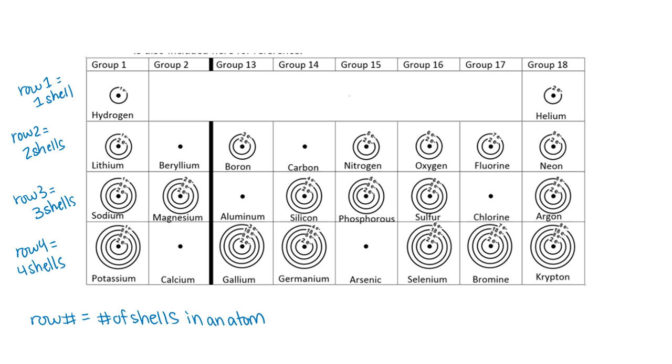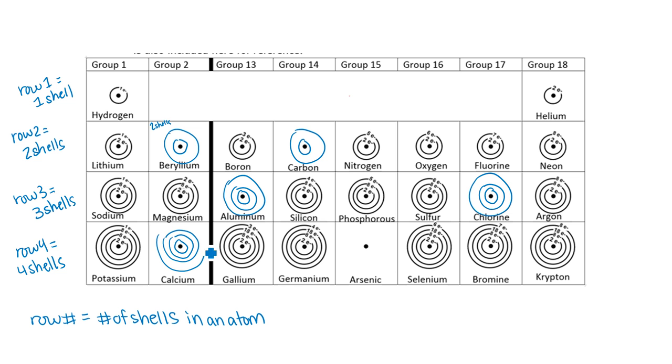So we want to fill in the blanks here. Beryllium is in row 2, so it's going to have 2 shells. I'm going to draw those in: 1, 2. Carbon's also going to have 2 shells. Aluminum's in row 3, so it's going to have 1, 2, 3 shells. Chlorine will also have 1, 2, 3 shells. And then in row 4, I've got calcium. We've got 1, 2, 3, 4 shells. Arsenic will also have 1, 2, 3, 4 shells. So that's one important pattern that we want to notice.